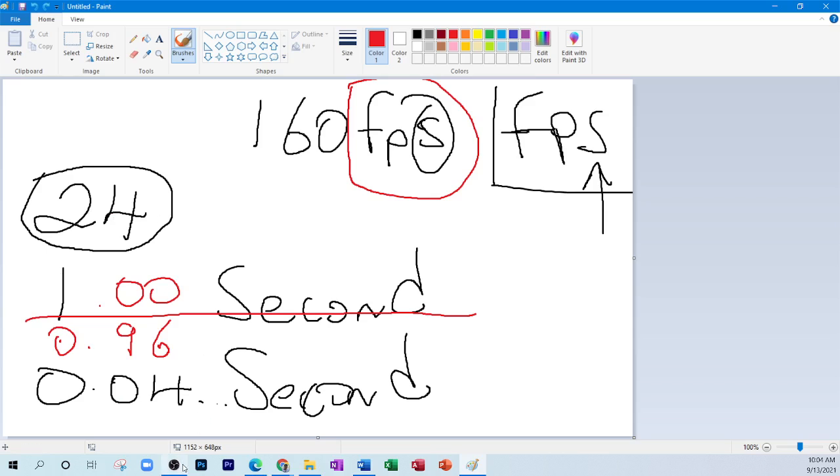So what that means is that it is basically 0.04 appearing 24 times. So once that is appearing 24 times, it means that we need 24 images, 24 drawings in 1 second in order for us to perceive actual movement, a smooth movement.